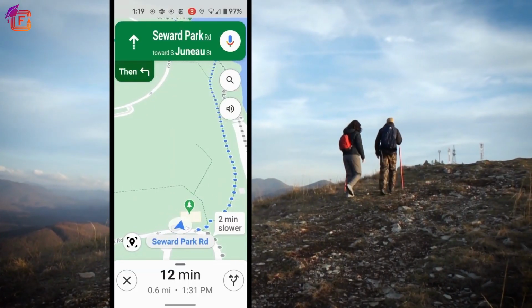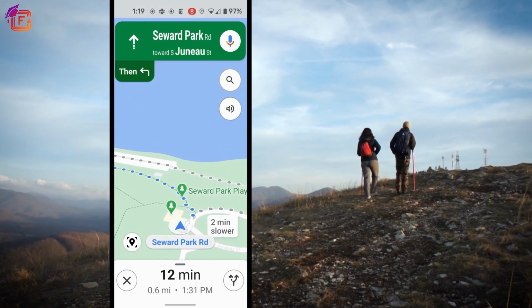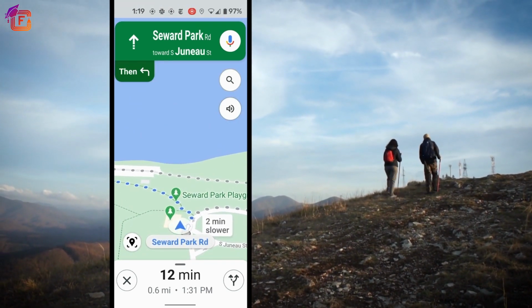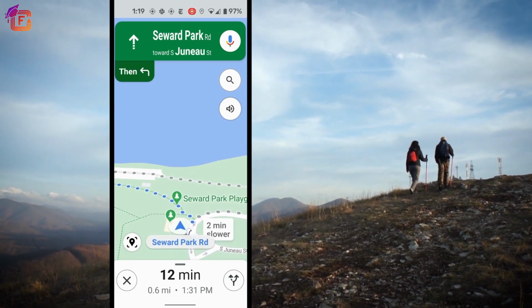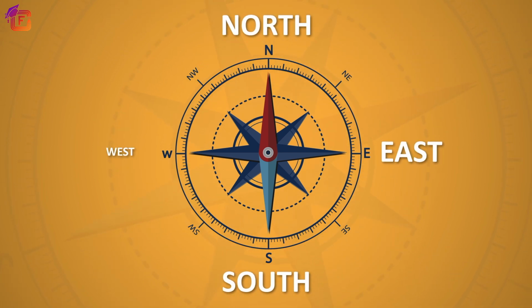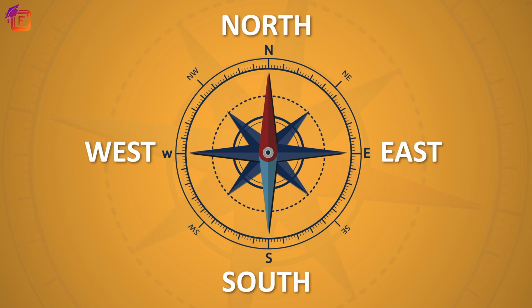In this video, we are going to know about what directions are, different types of directions that will help us to reach the desired locations, and the compass. The four major cardinal directions are north, south, east and west, and each direction is located on a different side.